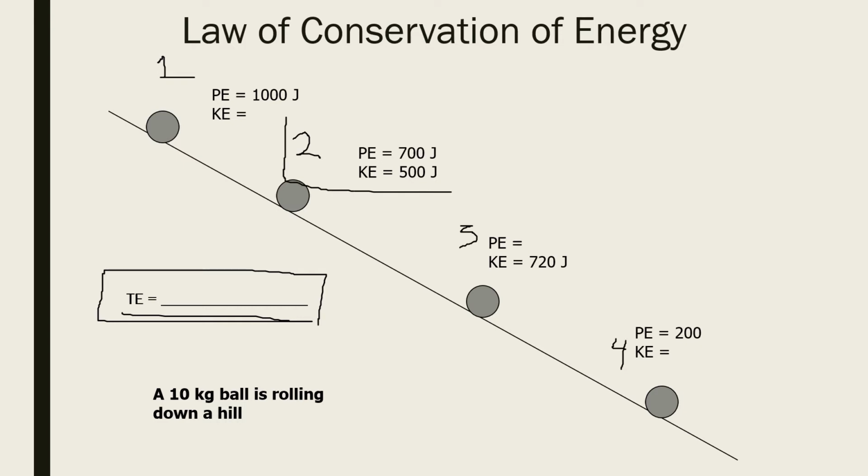Spot 2 has a PE and KE. So what I'm going to do is I'm going to add them up. 700 plus 500 is 1200. So I know that every single spot in this problem has to add up to 1200. So what was the KE at spot 1? If this was 1,000, 1,000 plus what is 1,200? This had to be 200. Nice. Okay. If this is 720, 720 plus what is 1,200? 480. Yes.